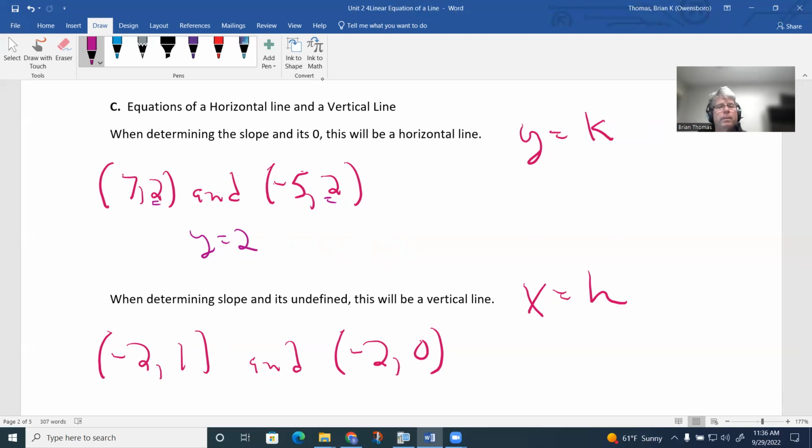So when determining the slope, if it's 0, we could do this problem as well. If we found the slope, 2 minus 2 over -5 minus 7, that's how we would have got 0 over -12, and our slope was 0. So if we determine our slope is 0, we know we have a horizontal line, and we just have y equals 2. It's kind of like we did in the above problem as well.